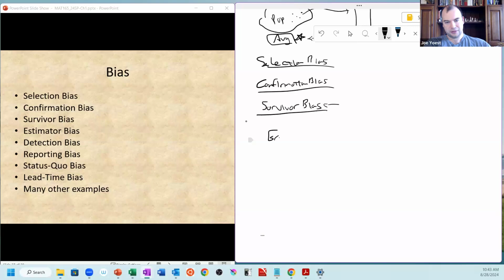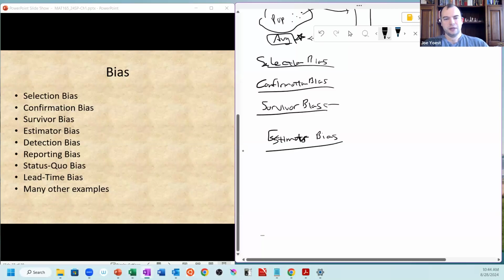Another example is estimator bias. So this one's a little harder to explain. So I'll start by explaining it with kind of a silly example, and then point out an important example that we'll actually see come up in chapter 3.